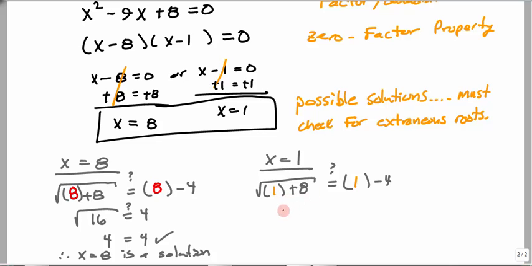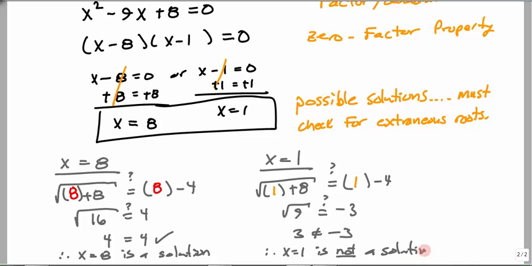So 1 plus 8 is 9, so here I have the square root of 9, and 1 minus 4 is negative 3. But I'm looking at the positive root because there's no negative sign out front here. So the square root of 9 is 3. 3 does not equal negative 3. Therefore, x equal 1 is not a solution. It is one of our extraneous roots.